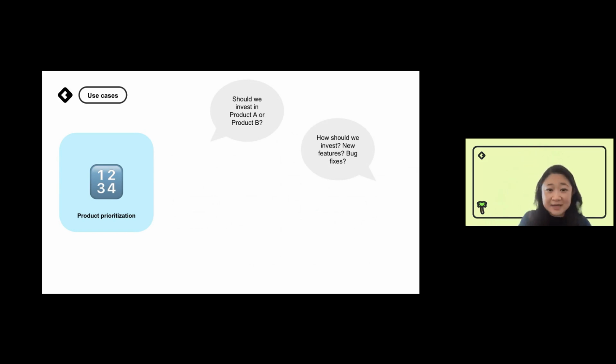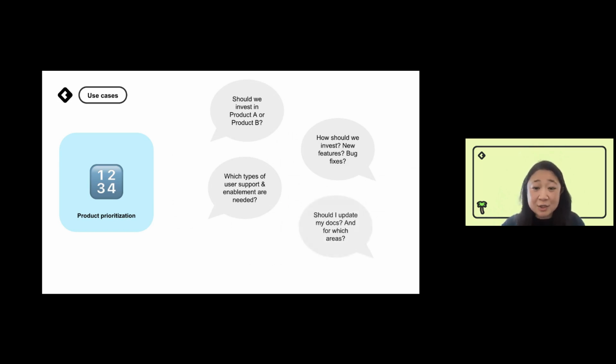Should it be bug fixes? Should this be feature enhancements? Also, the type of investment doesn't always have to be related to a code update, right? There are lots of levers to pull as a product leader. So maybe the investment is more on the enablement side. Maybe I need to invest in training up my support teams in a given area, or maybe I need to update my docs to be clearer so that my users understand what's going on by reading the docs, and I'm proactively deflecting their questions.